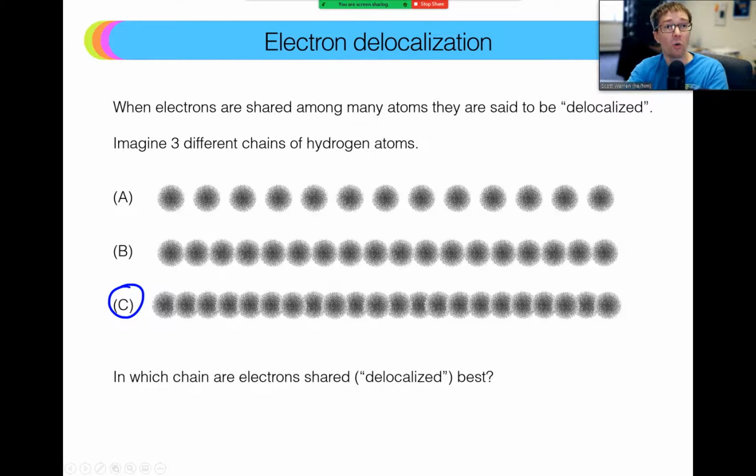The more orbital overlap we have, the more readily electrons can be shared among atoms. So, using this terminology, we would say that electrons are the most delocalized in case C.